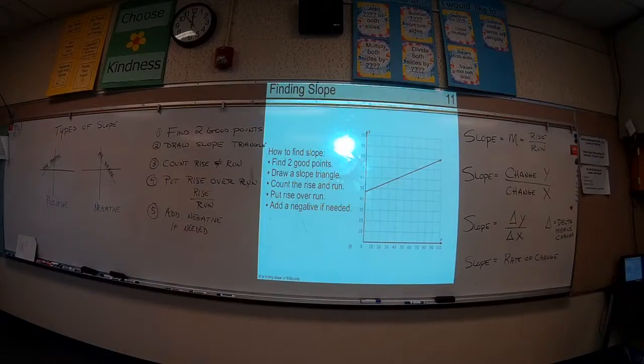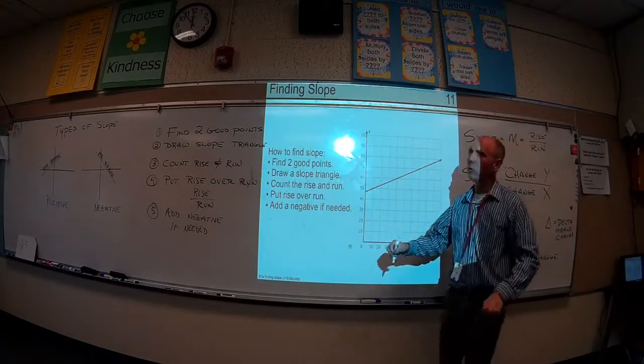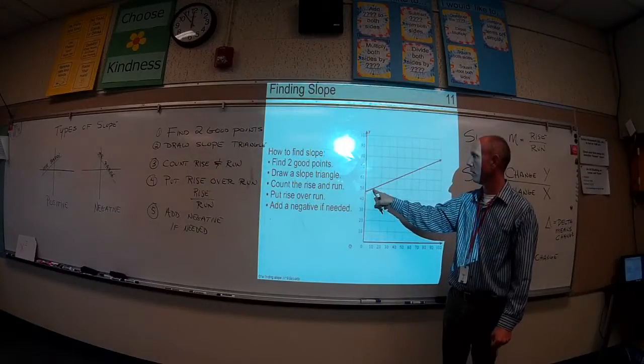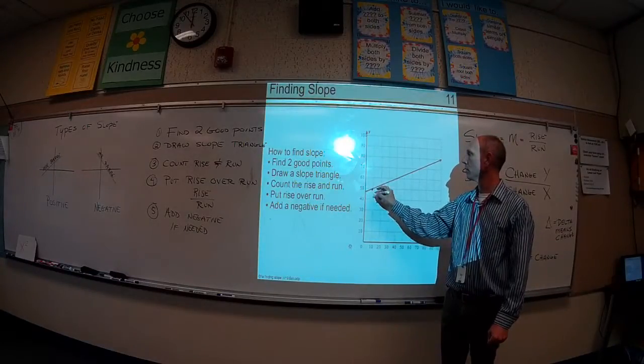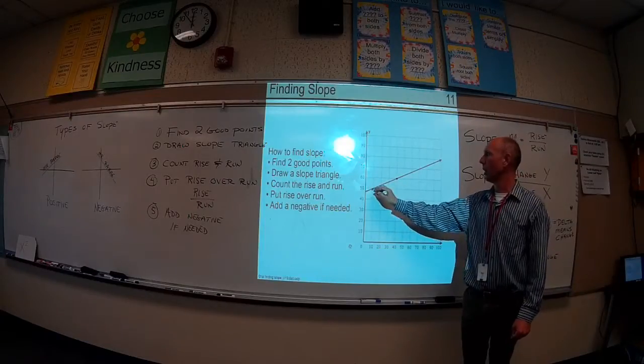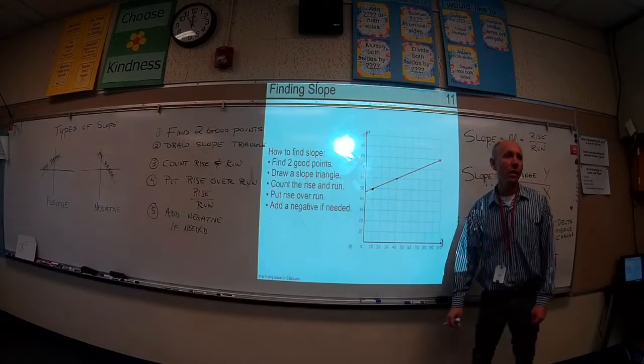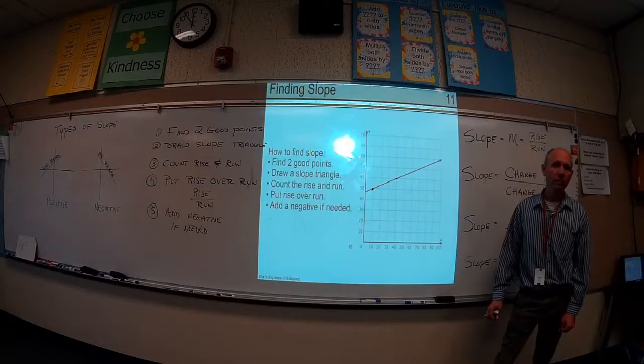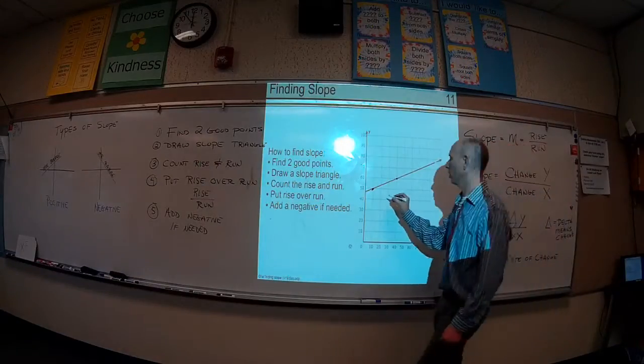So what is my first step? You find the 2 points. Find 2 good points. You tell me when I come to a good point. Is this a good point? No. Is this a good point? Yes. Good. I've done step 1. What is step number 2, JJ? Draw a slope triangle.